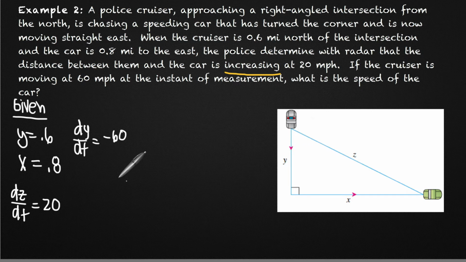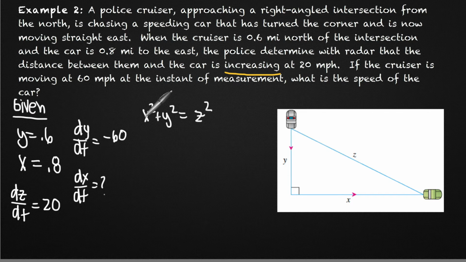And what are we looking for in this problem? What is the speed of the car? So we're looking for dx/dt. That's the question. So we're going to use our Pythagorean theorem and just basically write an equation here. So x squared plus y squared equals z squared.